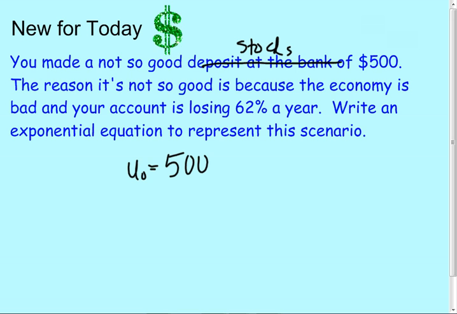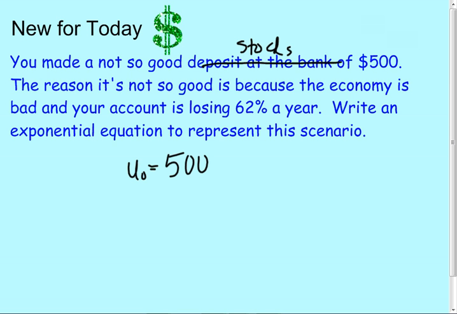The reason it's not good is because the economy has gone bad. This could happen in a bank, too, because if you don't keep a certain minimum balance, they charge you fees now. Your checking accounts aren't free. It might be $10 a month they charge. That's usually what they're charging. I've had $30 at the bank for like 5 years, depending on what kind of account you have. Okay, this one's losing 62%.